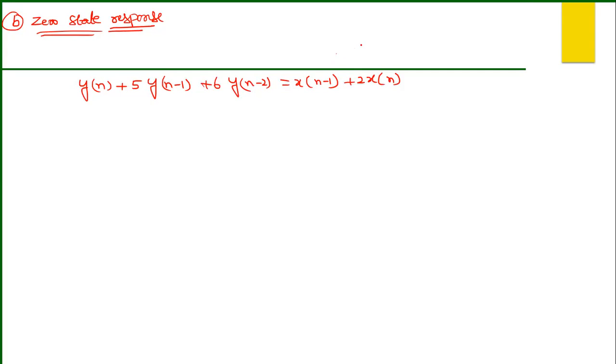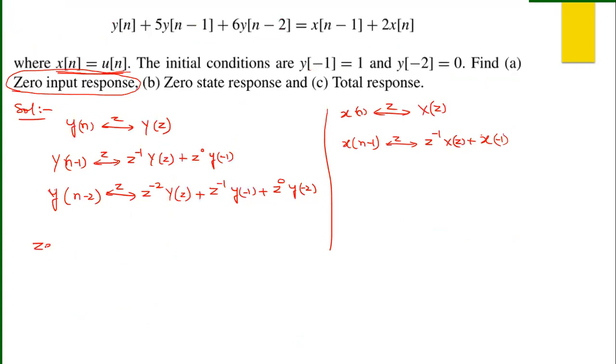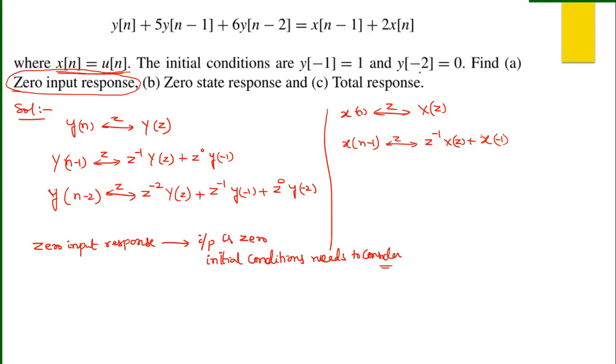Now here one thing you need to understand. First one, if input is zero, initial conditions will be there. If input is zero, I will write it here. Zero input response. That means input is zero. So if input is zero, initial conditions need to be considered. That's what we consider the initial conditions, y of minus 1, y of minus 2. Zero state response.